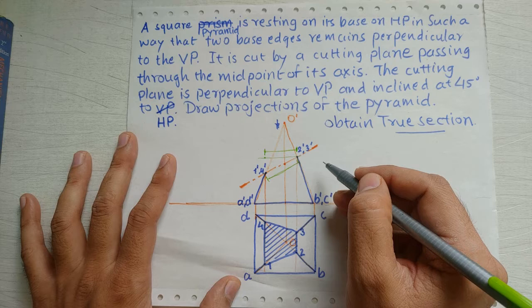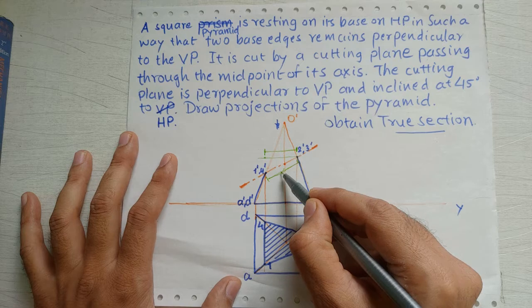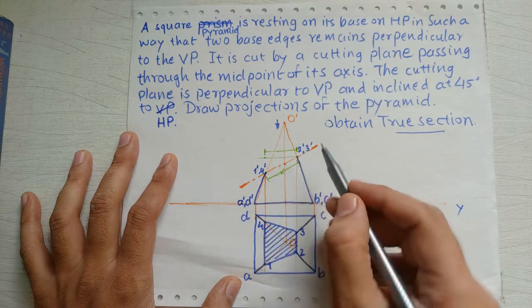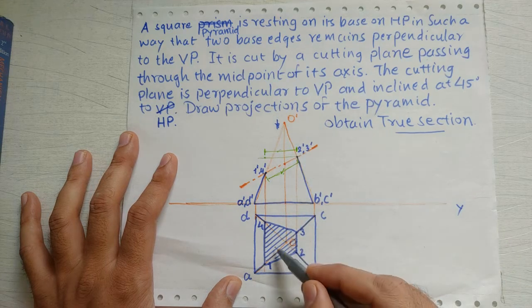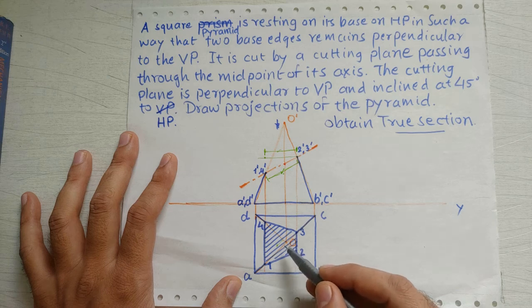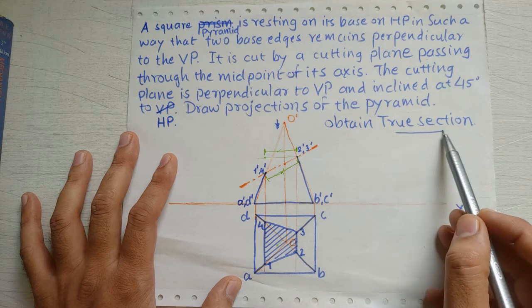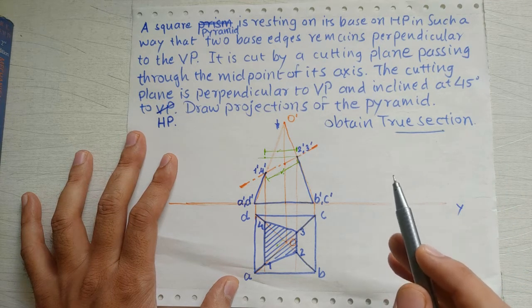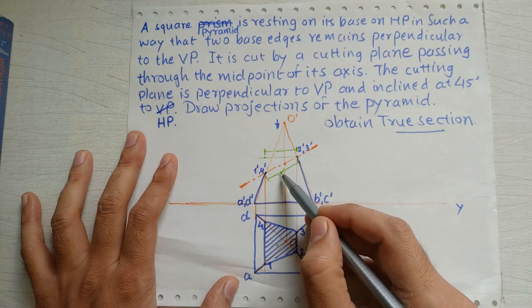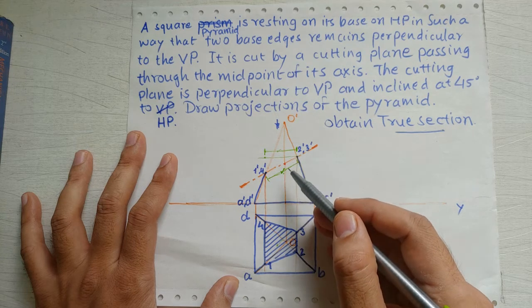right? So it is obvious that this length value is more than this length value. Okay, that means whatever you are able to see from top, this section, that is not a true section, that is a section with reduced size. Right? So now you can understand the definition of true section. It is the section of actual size. Okay, so if you can see the actual section size over here, that would be the true section. And now we want to obtain it.